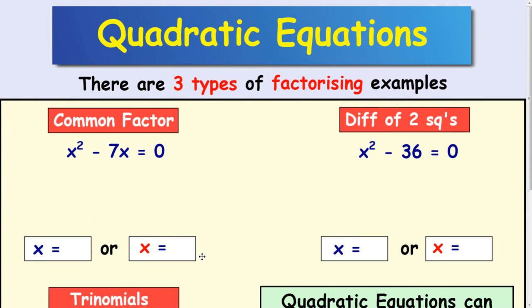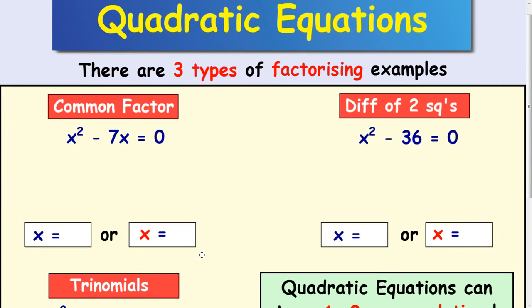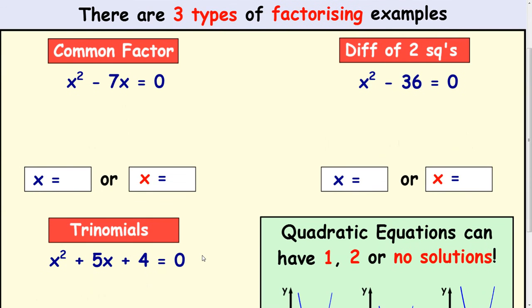Now, there's three types of factorising examples that you meet, and that just follows the same idea as what you did in the first unit. You can find common factor questions, difference of two squares questions, and trinomial questions like this. Now I'm going to go through the three examples and show you how to do each one. So let's look at a common factor example. What you need to do is take out a common factor here of x.